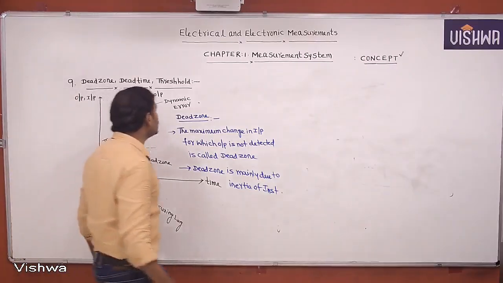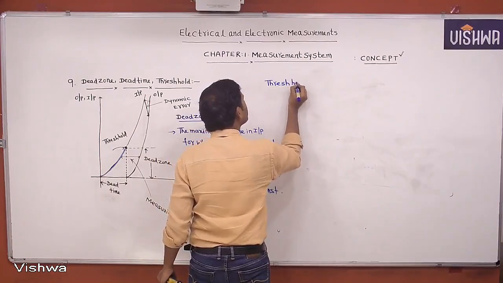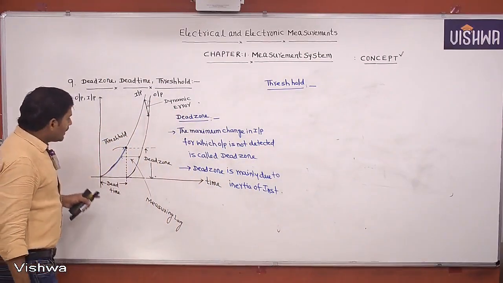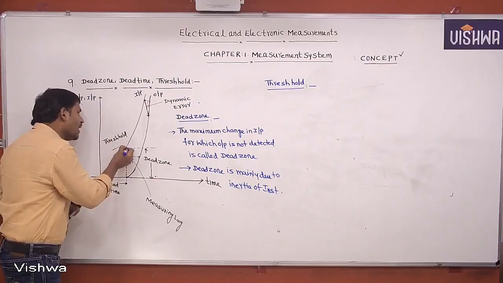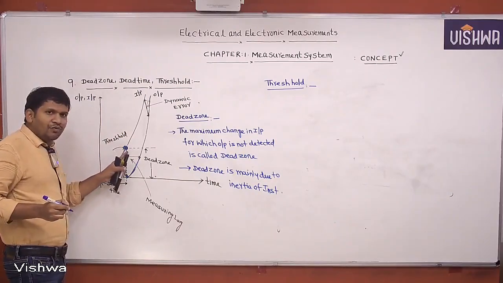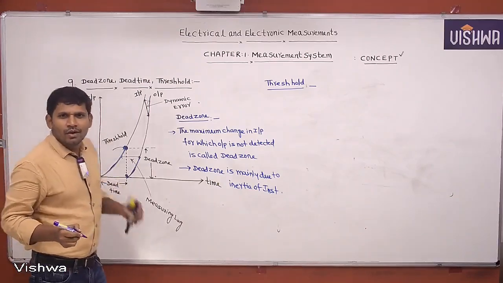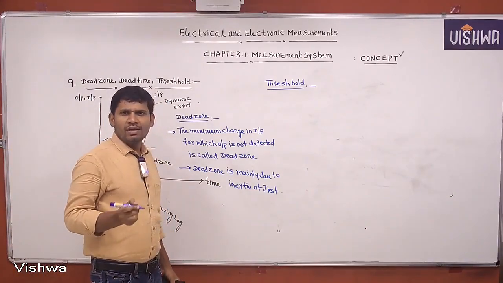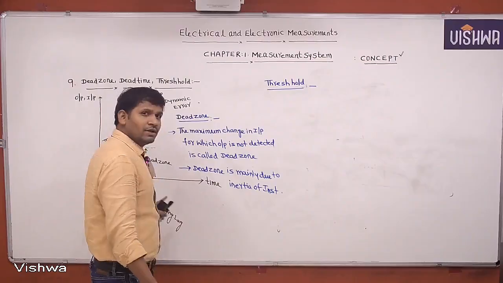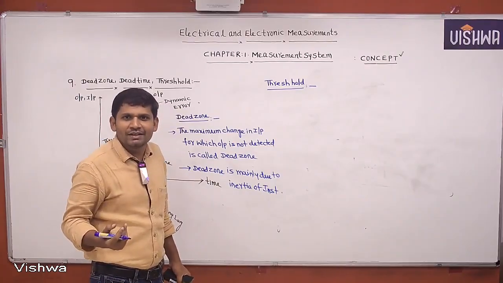Can you define what is the threshold of an instrument? How to define threshold of an instrument? Yes, we are continuously increasing the input. At this value of input only, the output is started. Yes, the minimum value of input at which output is started, that is called threshold of an instrument. Don't confuse threshold with resolution. Resolution is change in input value for which output is detected. But threshold is the minimum value. That is not a change in value, that is the minimum value at which output is started. That is nothing but a threshold.